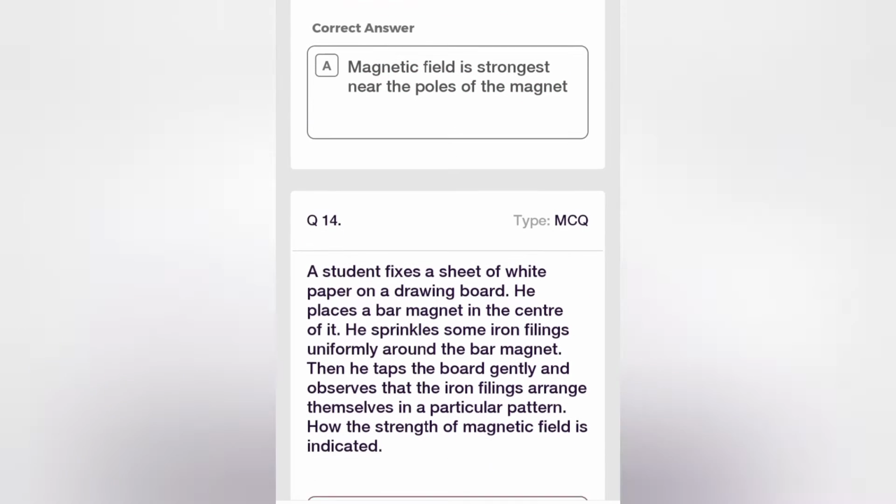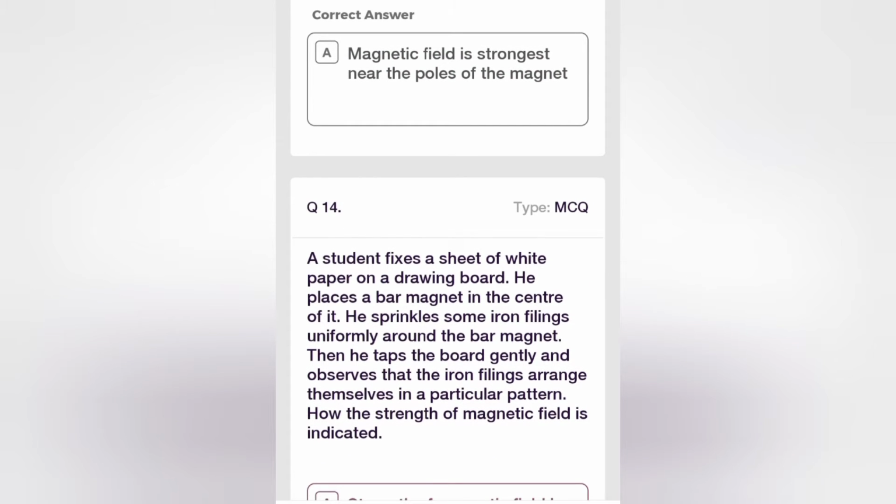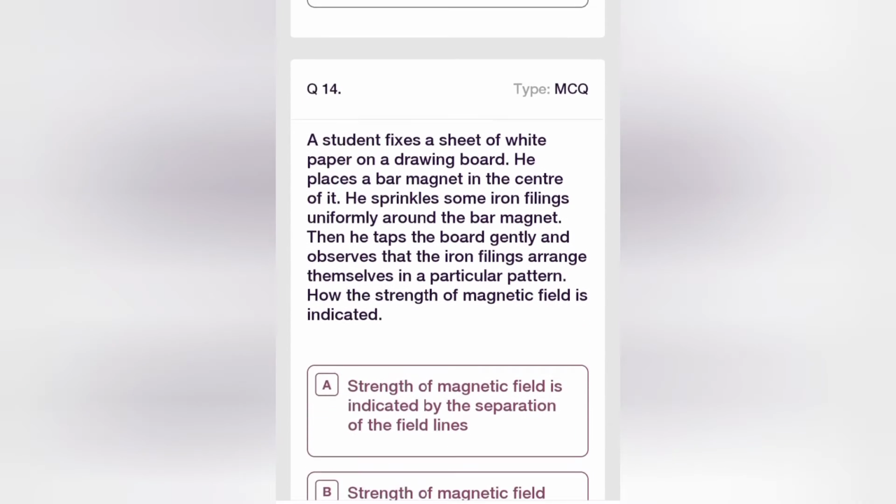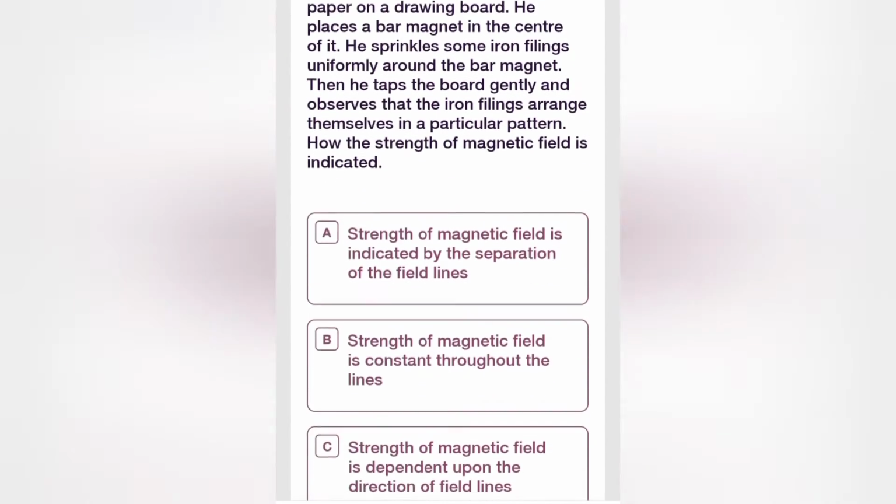A student fixes a sheet of white paper on a drawing board and places a bar magnet in the center of it, and sprinkles some iron filings uniformly around the bar magnet. Then he taps the board gently and observes that the iron filings arrange themselves in a particular pattern. How is the strength of the magnetic field indicated?